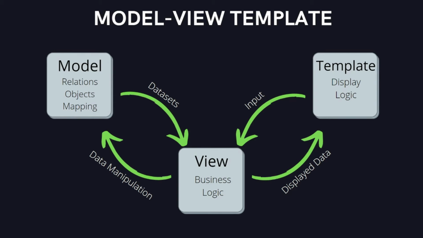From the template layer, the user inputs come into the view layer, which handles data manipulations such as deleting, updating, and the creation of data. This data is then forwarded to the model layer and given to the user. The data will then be shown on a display in the template layer.